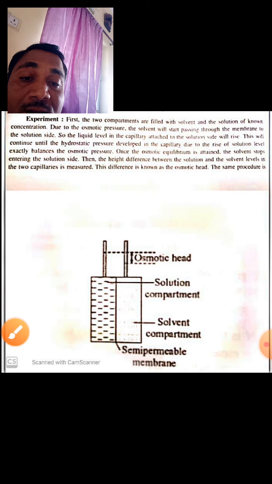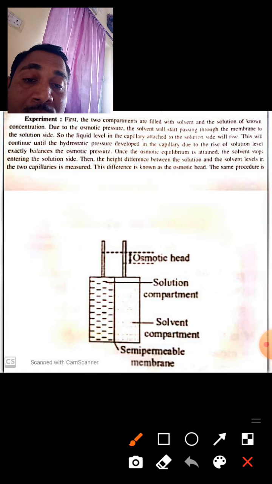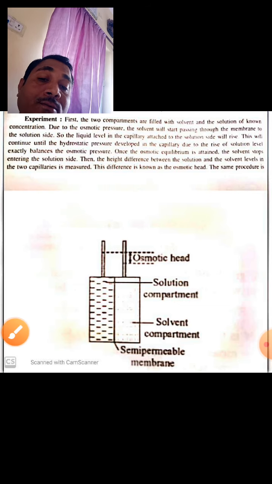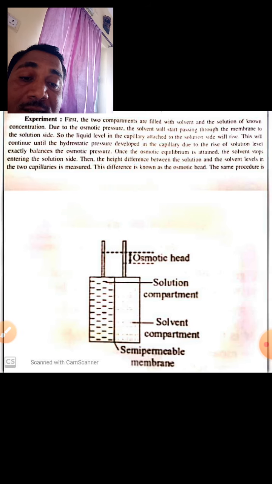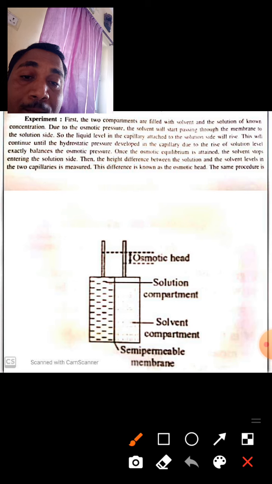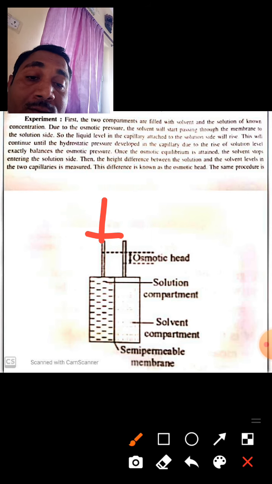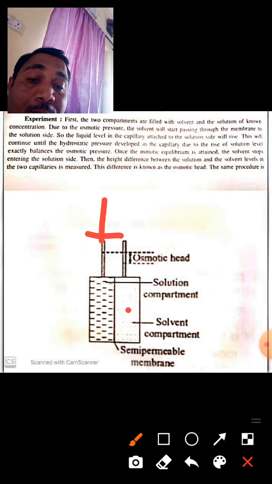So we have to apply a pressure here. That means when the solution level in the solution compartment increases, we apply a pressure on the solution to prevent, that is, to resist the movement of the solvent into the solution compartment. This pressure is called the osmotic pressure.